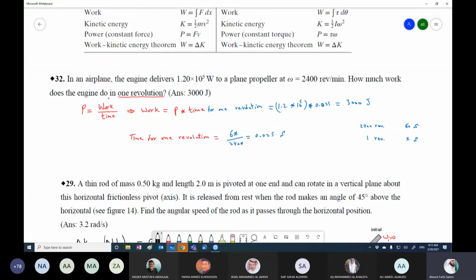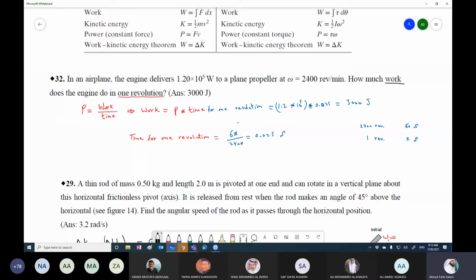Okay, we know power equals work over time, and he is asking about the work, how much work. So work equals power multiplied by time. And what is the time? The time it takes to do one revolution, because he wants how much work the engine does in one revolution. So power multiplied by the time for one revolution.